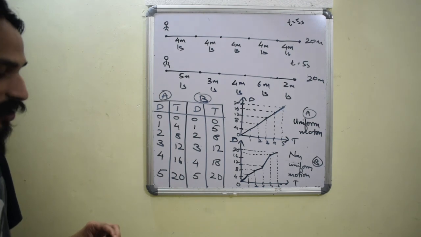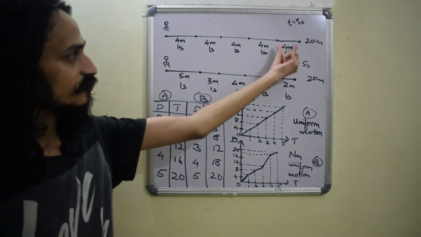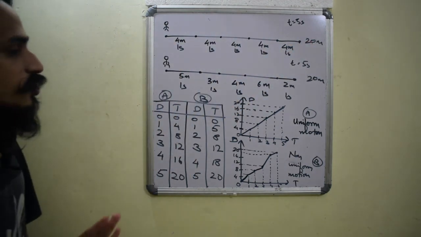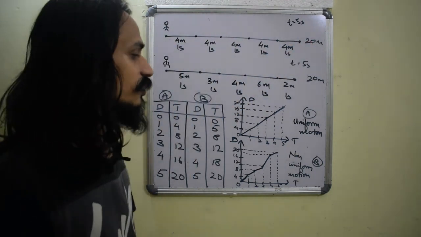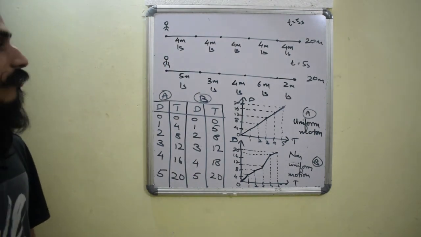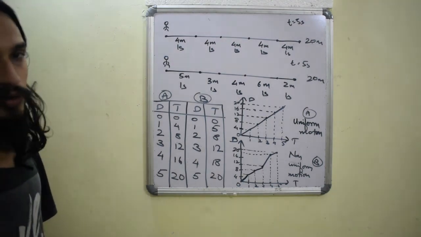So even if one variation is there, even if only one of them, even if say this became 3, then this will also be non-uniform. Okay, so this is majorly the difference between uniform and non-uniform motion. These are the definitions, and that would be the end of today's class.